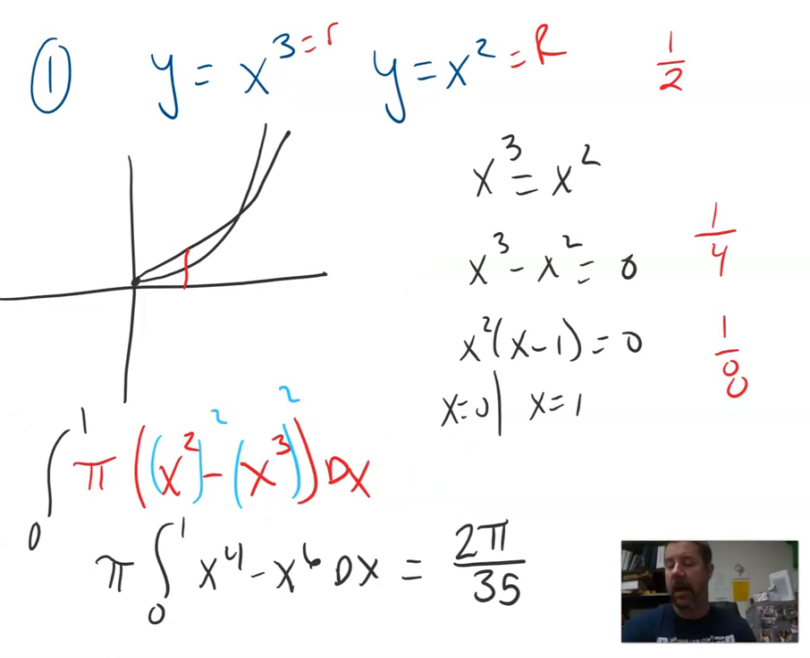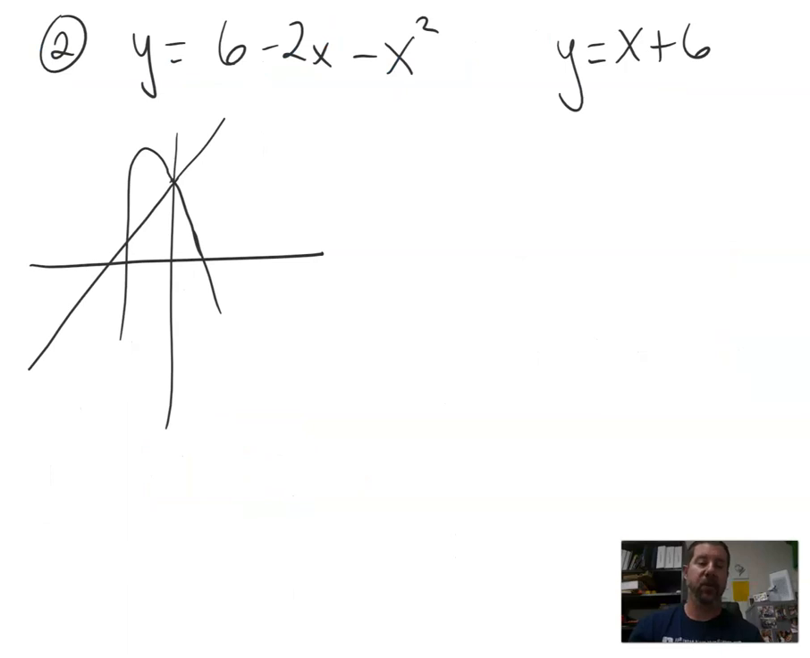All right. Here's another one, and I'll let you tell me which method I should use. Okay. So here we're going to take y equals 6 minus 2x minus x squared, and the line y equals x plus 6 in the area enclosed by those. So this area right here, and I want to revolve that around the x-axis. So what method are we going to use?